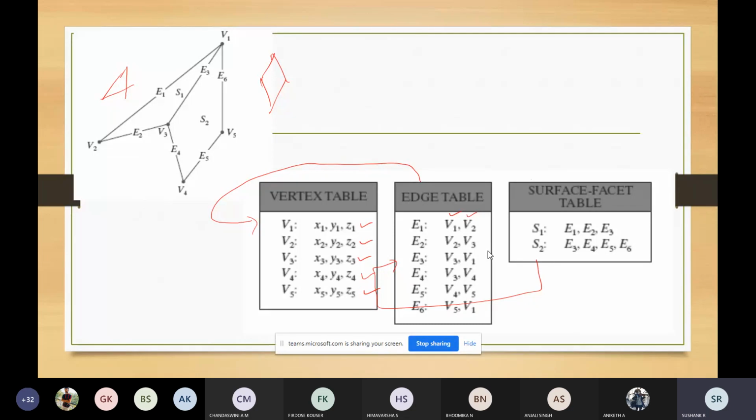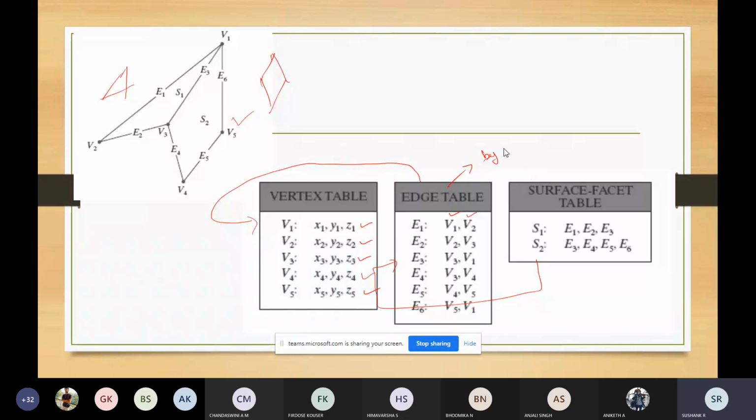This polygon object can be displayed efficiently by using the data from the edge table. You can efficiently display the object by using the data from the edge table to identify the polygon boundaries. If you don't want to use the edge table, in that case, you can use only two tables: the vertex table and the surface table.